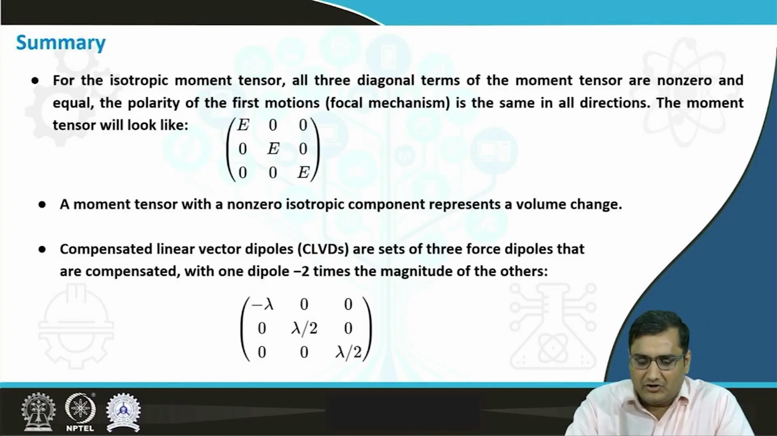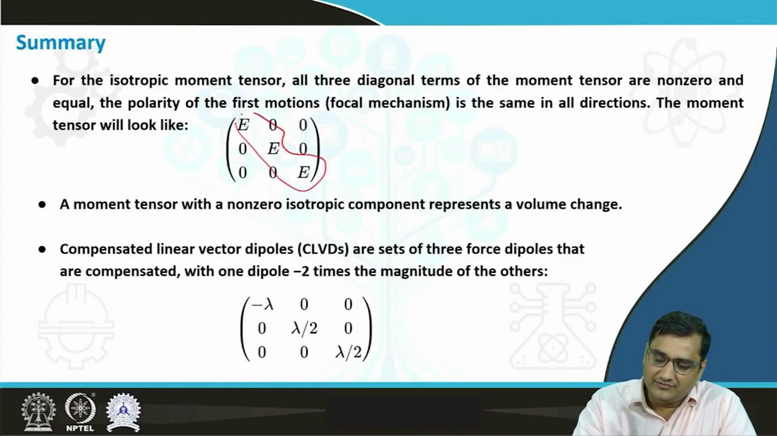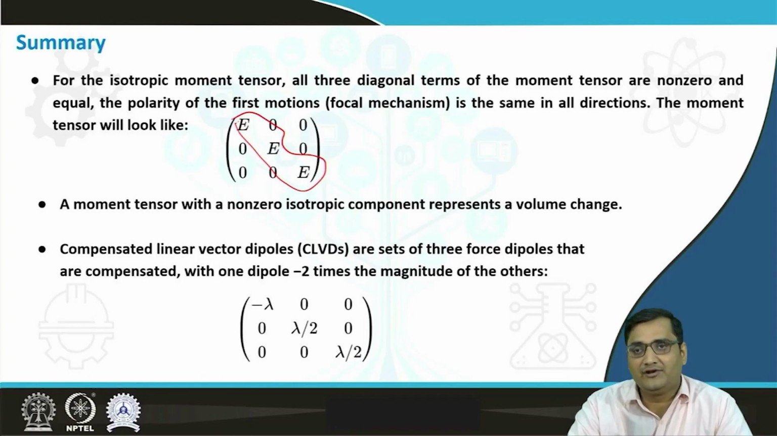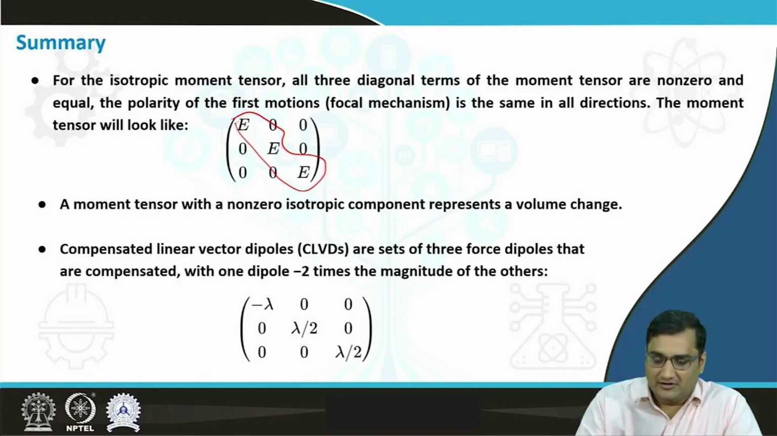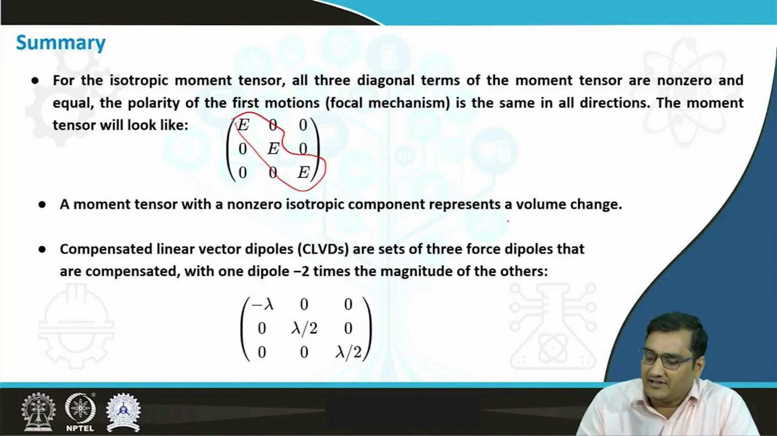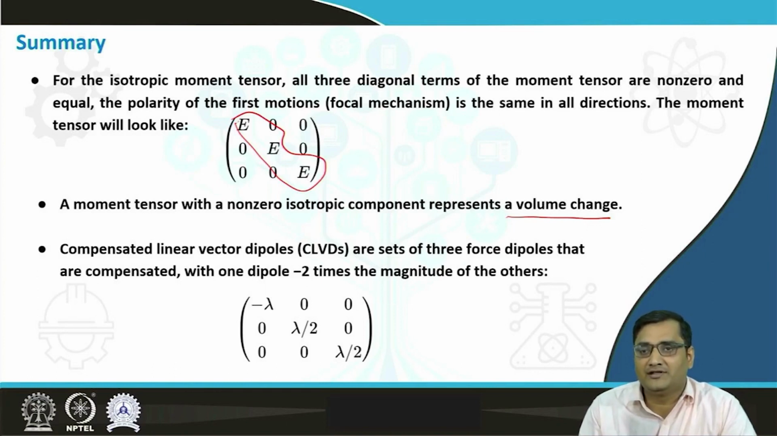Then we talked about the isotropic moment tensor, where the diagonal elements are non-zero and all are equal. In this case, the polarity of the first motion will be the same in all directions. The moment tensor is non-zero for the isotropic component. That means a volume change is happening, which is similar to an explosion and an implosion. In the case of an explosion, the double couples are all positive. In the case of an implosion, the double couples are all negative.